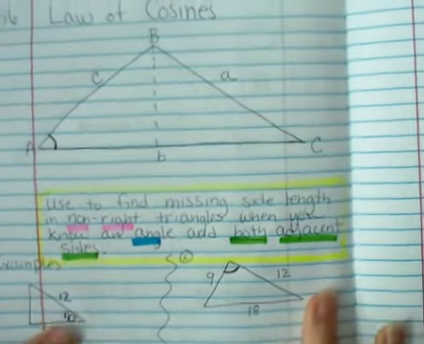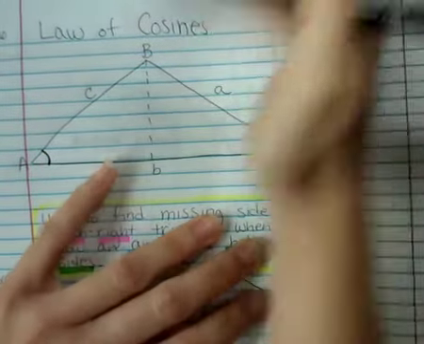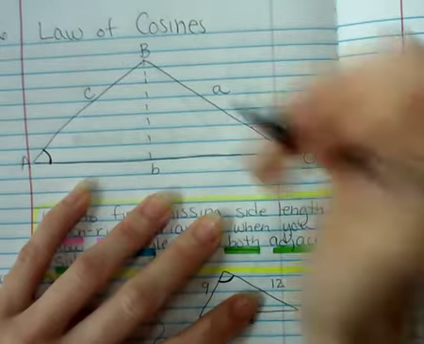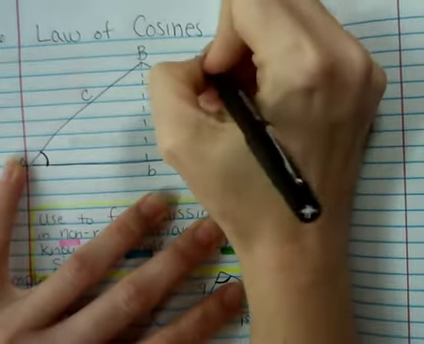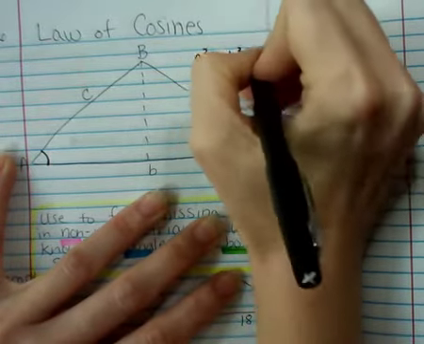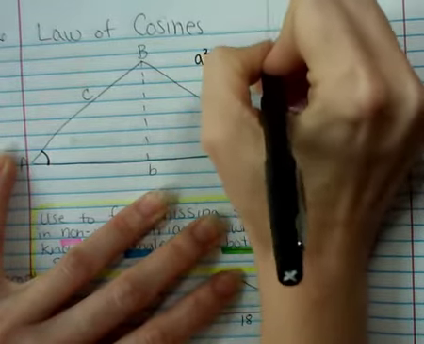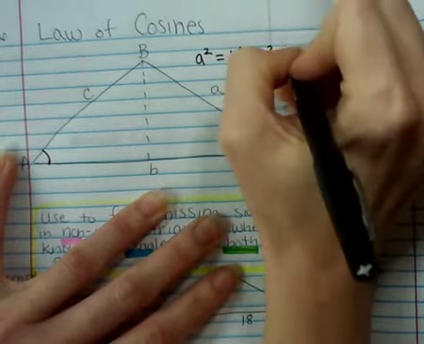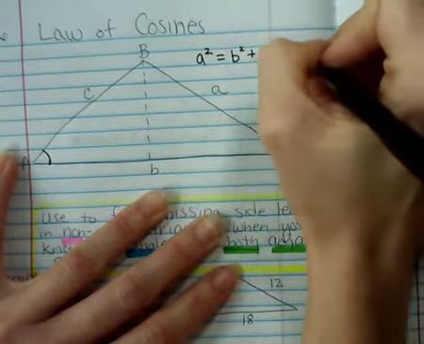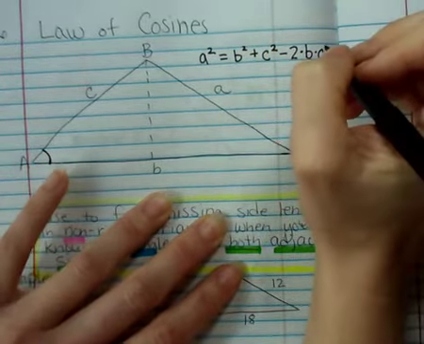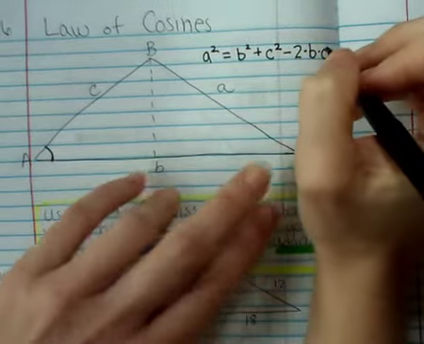All right, so our law of cosines says that a squared equals b squared plus c squared minus 2 times b times c times the cosine of angle A.